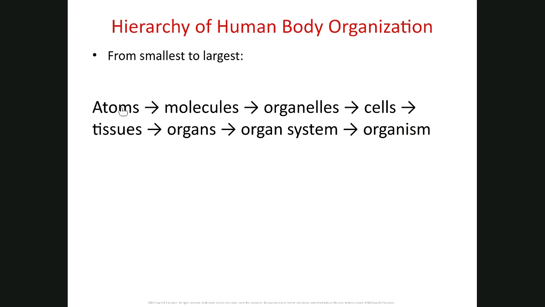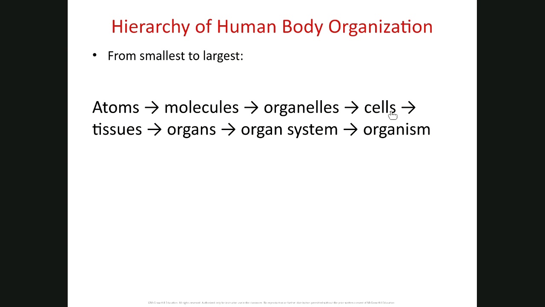You have atoms. Atoms come together to make up molecules. Molecules come together to make up organelles. Now, when you see this ending, E-L-L-E, that means miniature or small or mini, all right? So an organelle is, in function, kind of like a miniature organ, all right? And we'll see how that is when we study the cells. Anyway, get the proper collection of organelles together, and you have a cell.